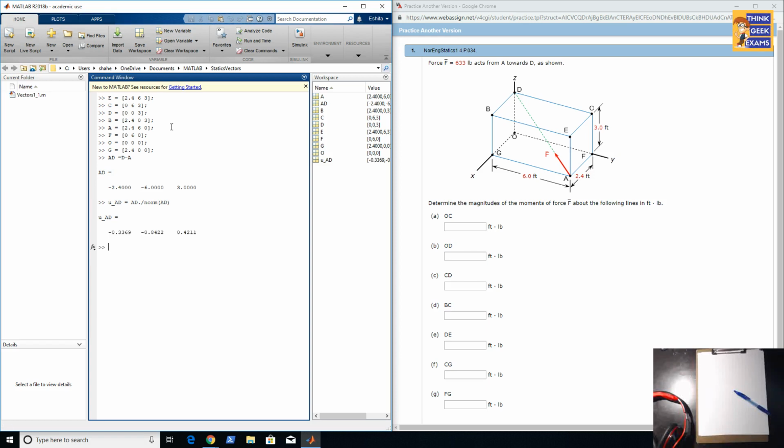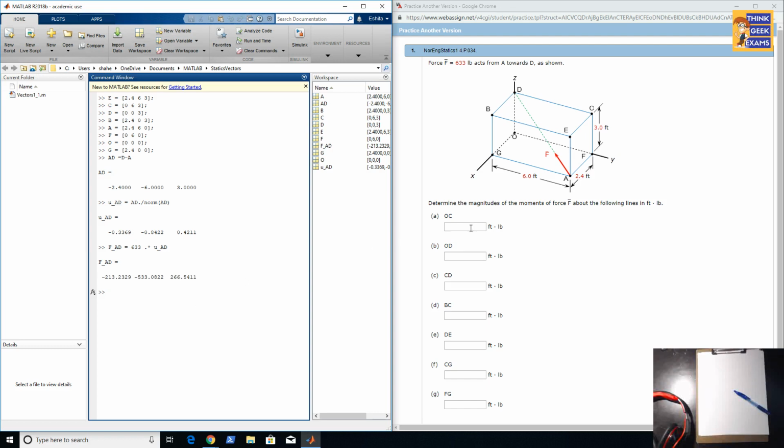Okay, so FAD, I'm not going to call it F because we already have the term F in here. So FAD equals 633. That's the number of pounds. And we're going to do a scalar multiplication with UAD. And that should give us the F, and let's print that out. So this is our F.